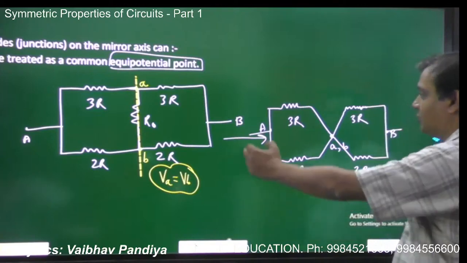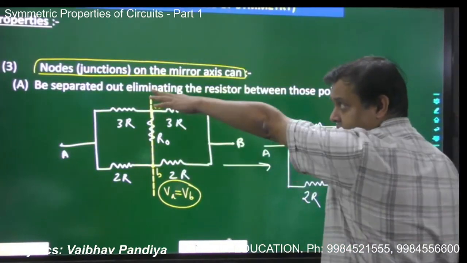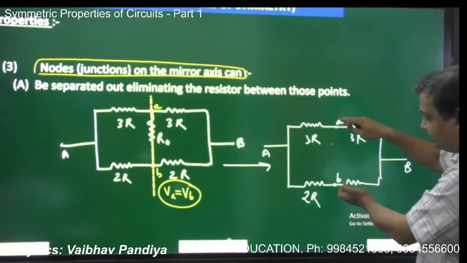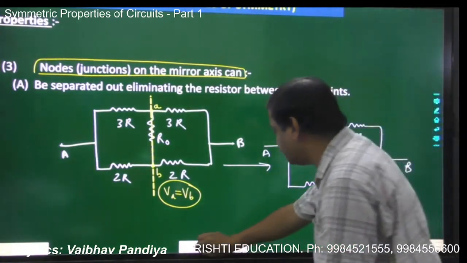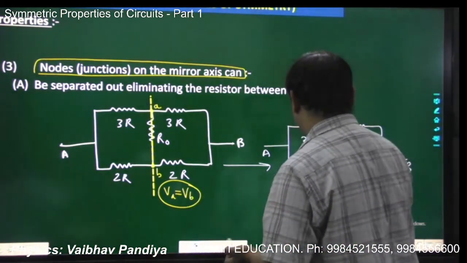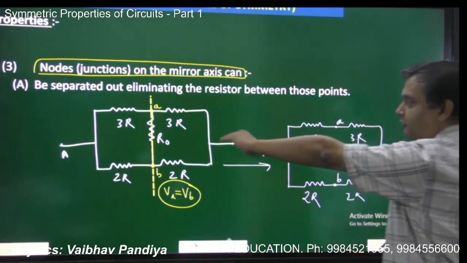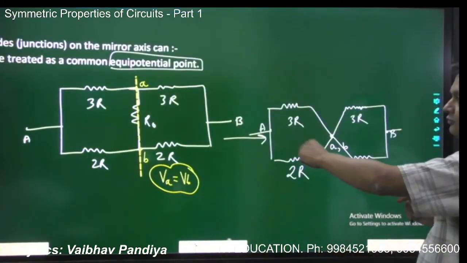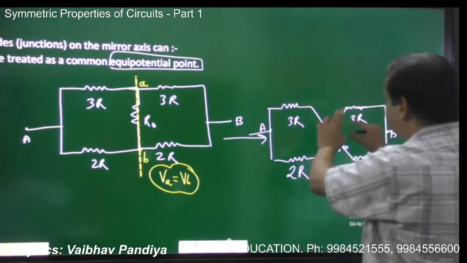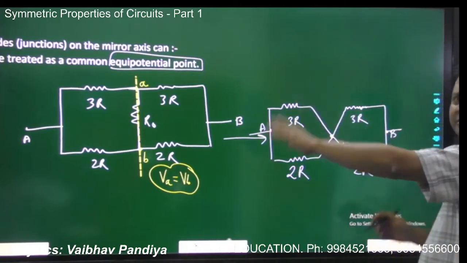So either you can go for the approach A, where you are not treating them as a single point, but simply removing the middle element. Are you getting the point? Either you can go for this equivalent circuit, simply removing the middle element, or you can go for this approach, where you are treating them as a single point, and again the middle element will be eliminated.